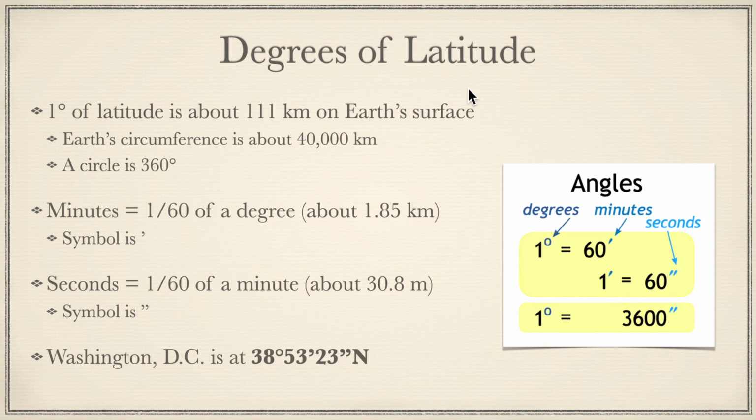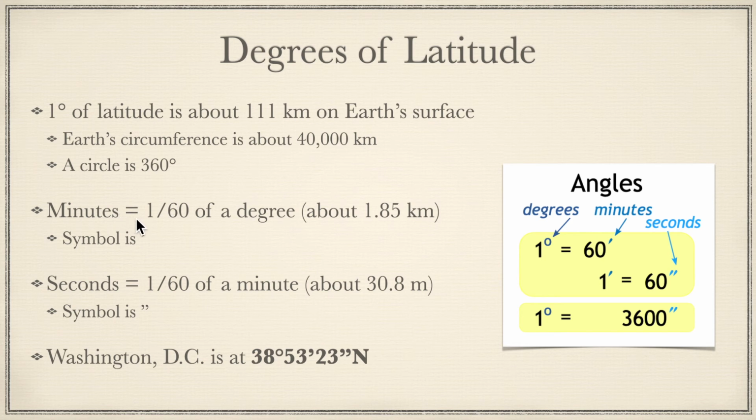Now, degrees of latitude. So 1 degree of latitude is about 111 kilometers on Earth's surface. Like I said, we can translate this. How do we come up with that? Basically, Earth's circumference is about 40,000 kilometers. If you take 40,000 kilometers divided by the 360 degrees in a circle, you end up with about 111 kilometers. Okay. So if you don't believe me, put that in a calculator.